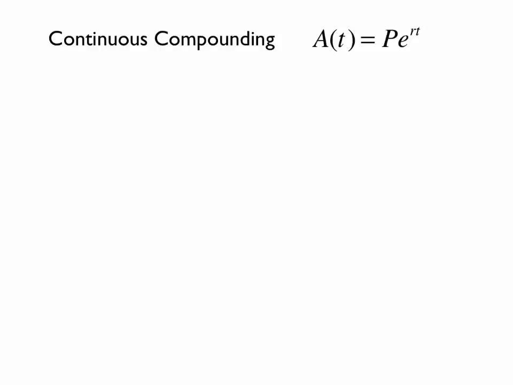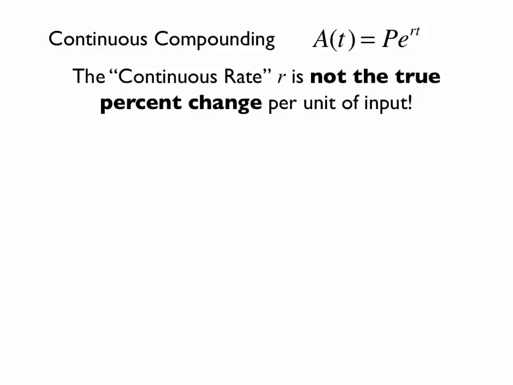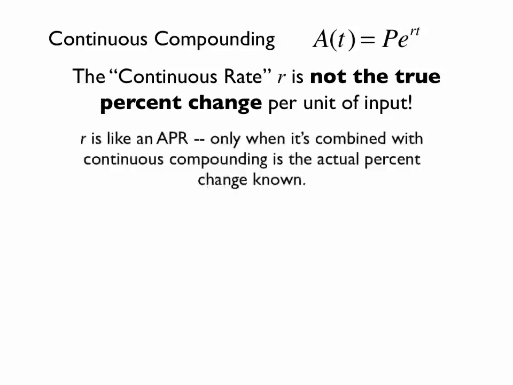Okay, so this is what we said. We said continuous compounding was P e to the RT. Remember, the continuous rate R is not the true percent change. R is like APR. Only when it's combined with continuous compounding is the actual percent change known, like the APY.